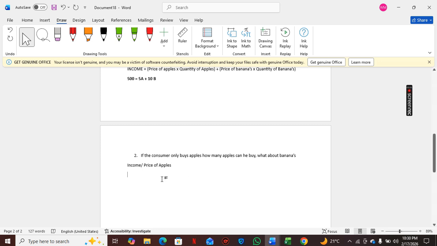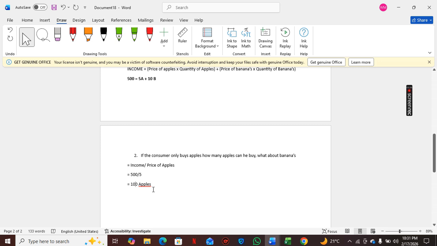Okay. The income is 500 kwacha. The price of apples is 5 kwacha per apple. Okay, so 500 divided by 5, 100 apples. So if the consumer just buys apples, you can buy 100 apples, okay?